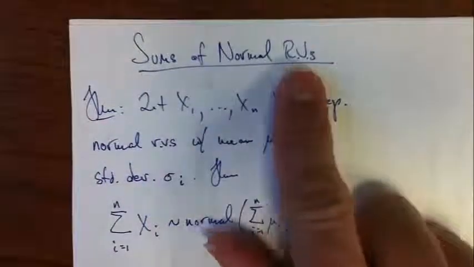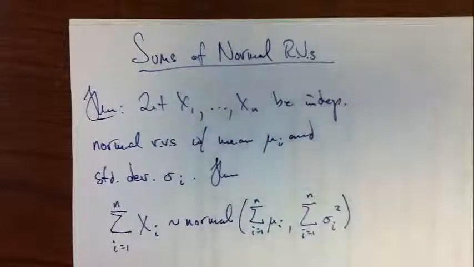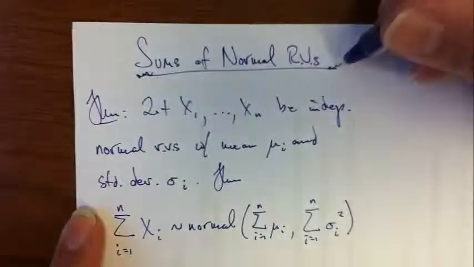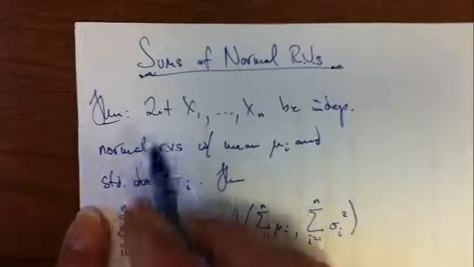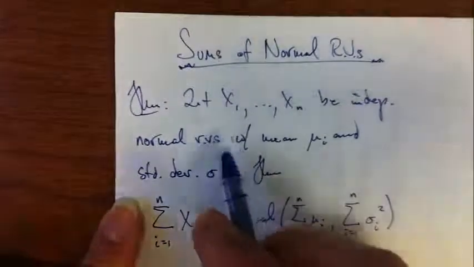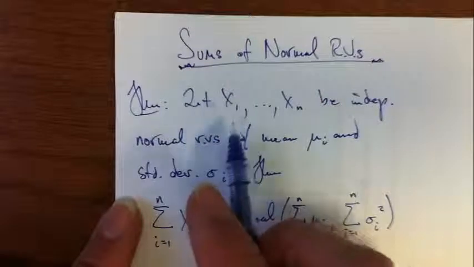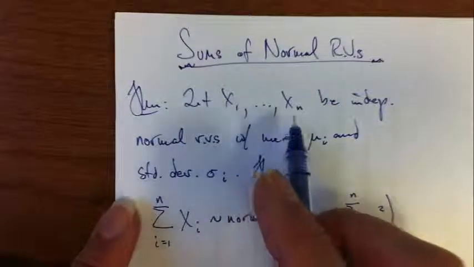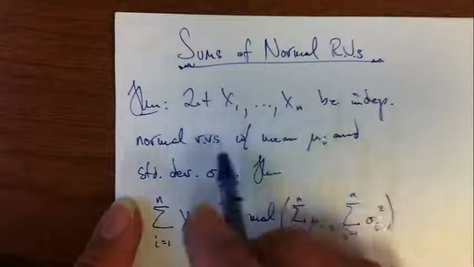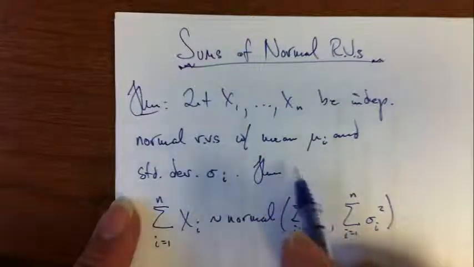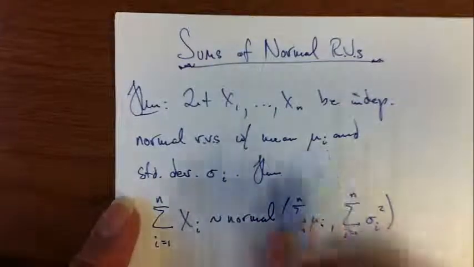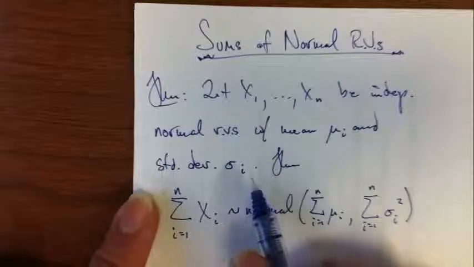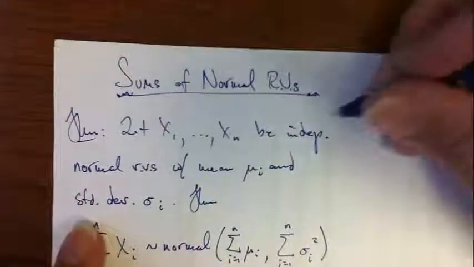Sums of normal random variables. This is going to be a real important topic for us here. So here's a theorem for you, and we've actually already proven a more general case in this. Let X1, X2, up to Xn be independent normal random variables. They each have their own mean, they each have their own standard deviation. Okay, so these are all normal random variables.